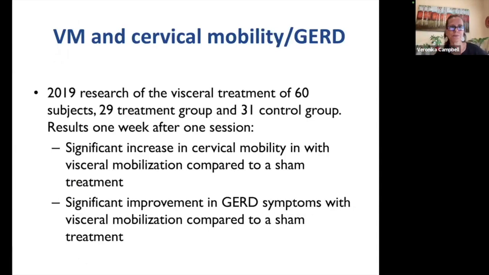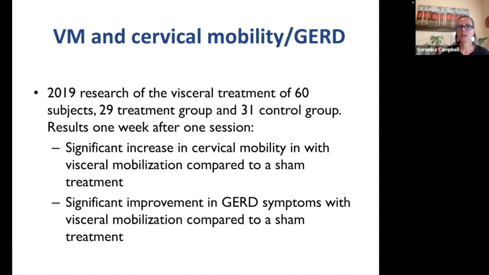So this was research in 2019 on 60 subjects. They had 29 in the treatment group and 31 in the control group. And what they did was a treatment of visceral manipulation. The control group got a sham treatment, and the treatment group got an actual visceral manipulation treatment technique to this area, which if you want to read more, you can.